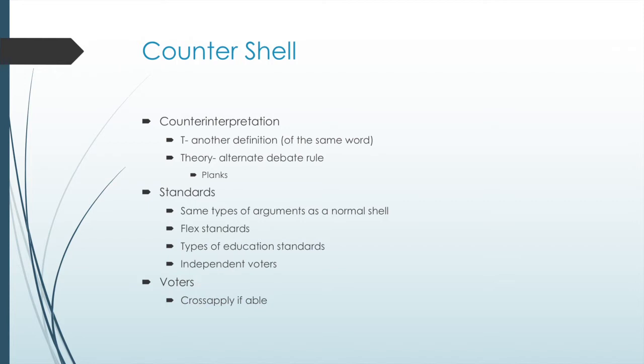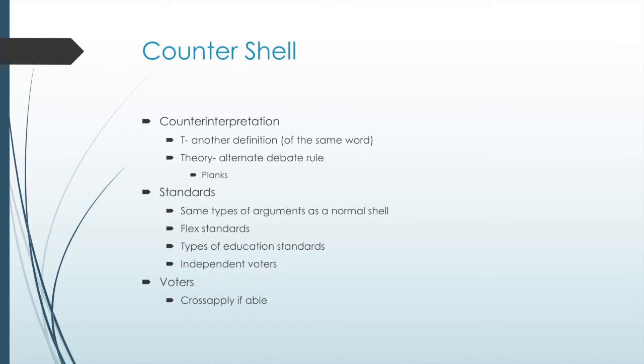Something that you see come up a lot in counter shells are what we call flex standards, so like af flex or neg flex, which basically is just saying that it's important that the af or neg respectively have some flexibility in how they can approach the debate, because that allows for better clash and that allows for a more fair debate. So basically this is saying that it's okay if we do something that's a little bit outside of the rules, because it's important that we have flexibility. And that's an articulation for a lot of counter interps. It's more common to see a standard like that.